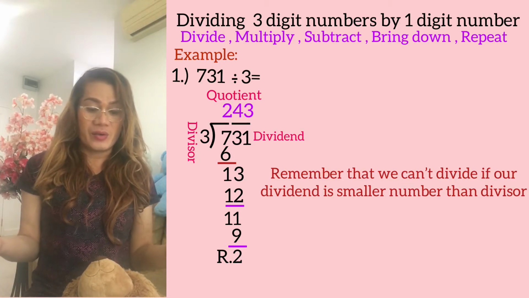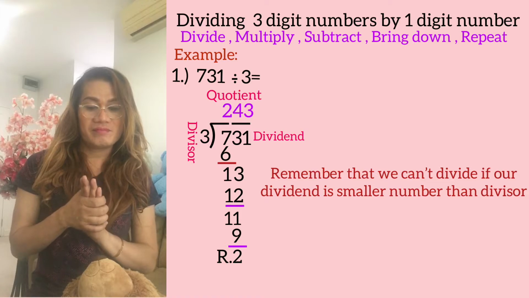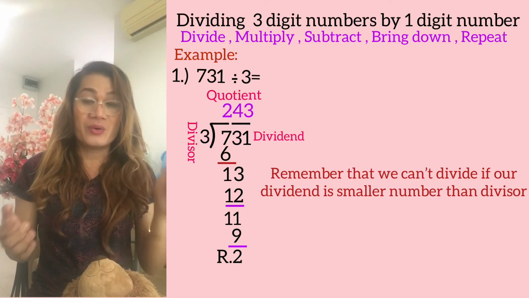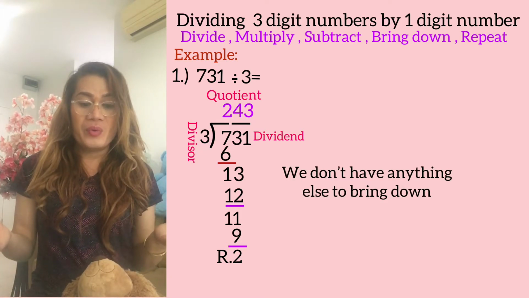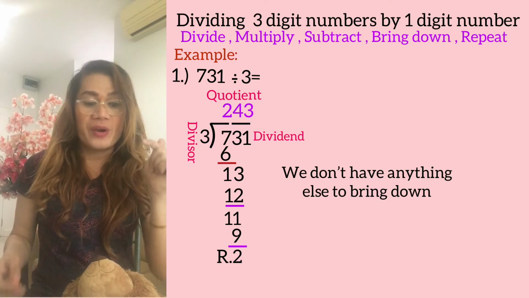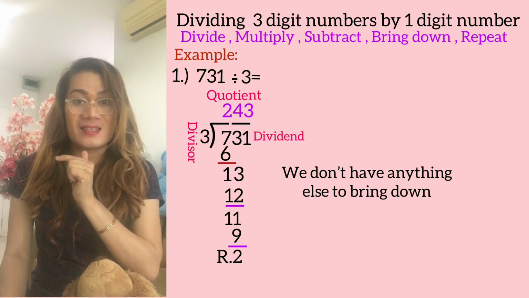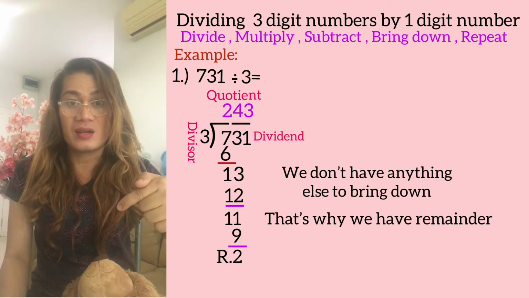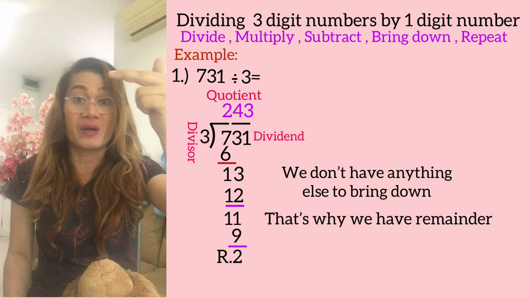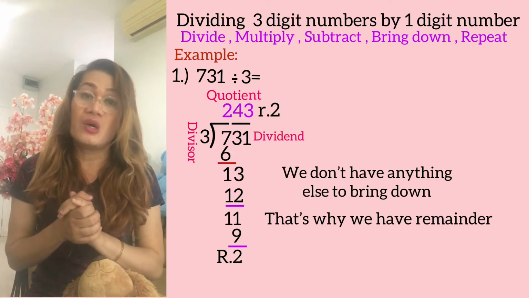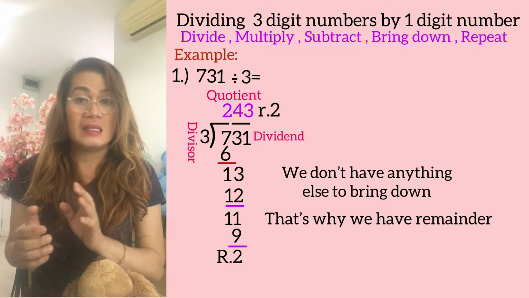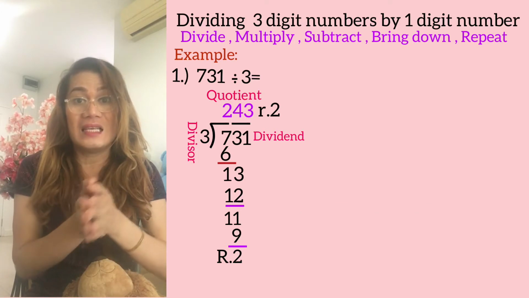And what are we going to do? We don't have any number to bring down anymore. So 2 is our remainder. We went all the way over to the ones place, and that's why we have a remainder here. We put our remainder 2 on the top of our quotient. So our answer is 243 remainder 2. This is our first example.